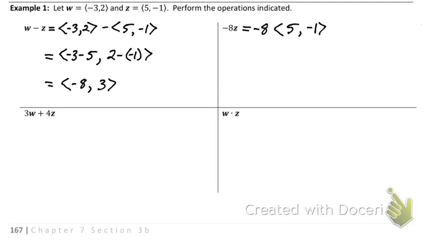Well, a scalar multiplication works just like distributing, where we're going to have negative 8 times that 5, comma, negative 8 times that negative 1. Well, that's just going to be negative 40, comma, a positive 8.